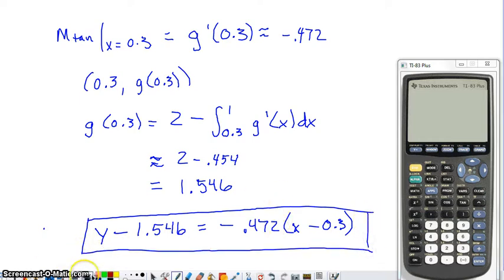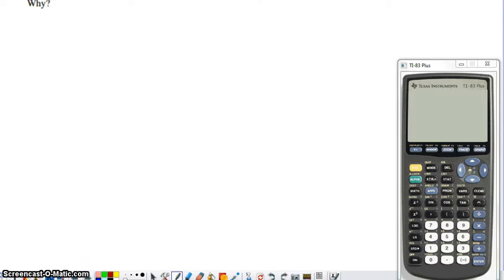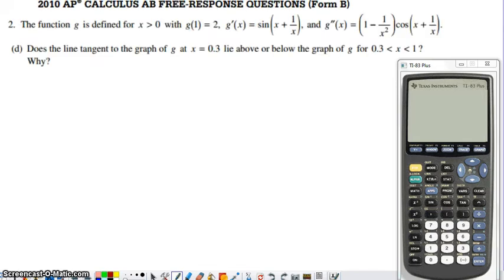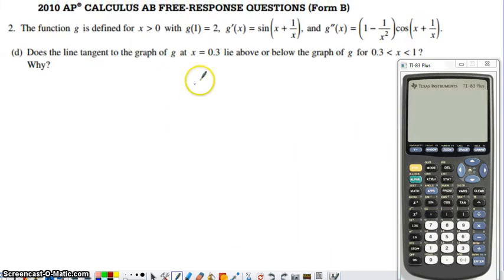And then the last part of this should make some decent sense. It's not really something that we've discussed much this year, so if I can scroll up to it, we'll finally talk about it here. It says, does the line tangent to the graph of g at 0.3 lie above or below the graph of g from 0.3 the rest of the way to 1, and why?